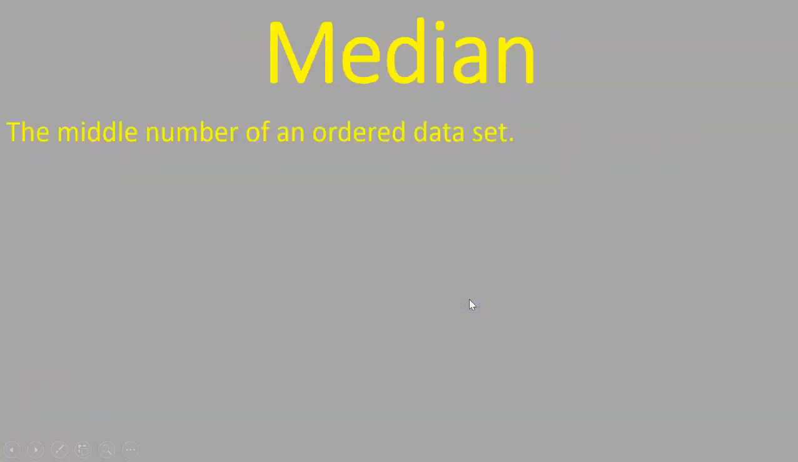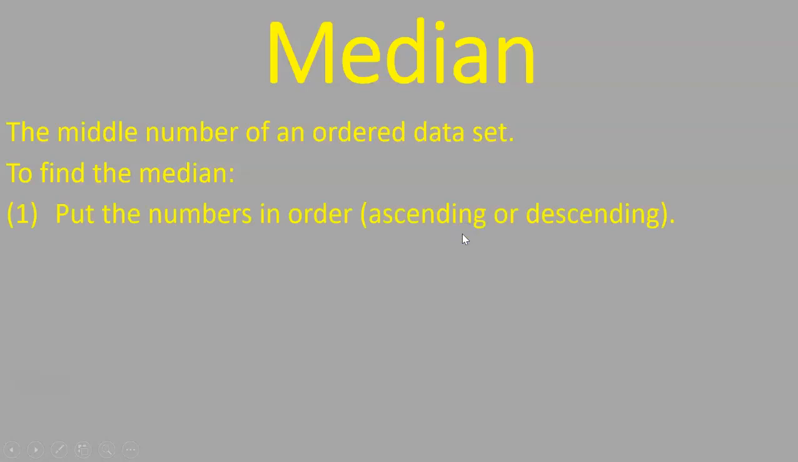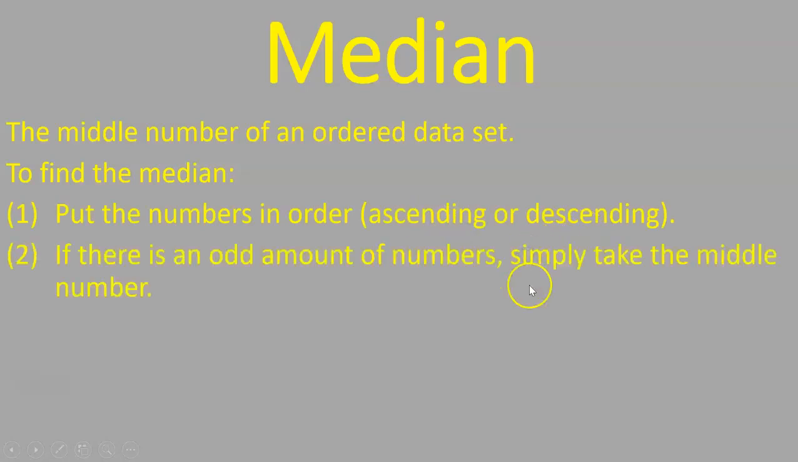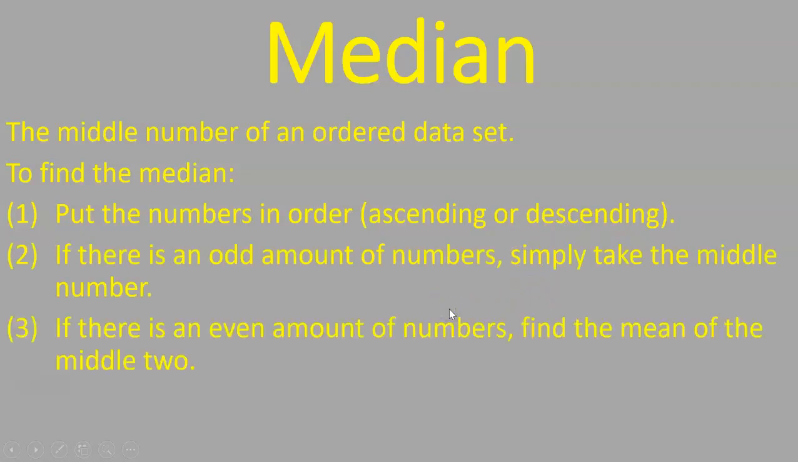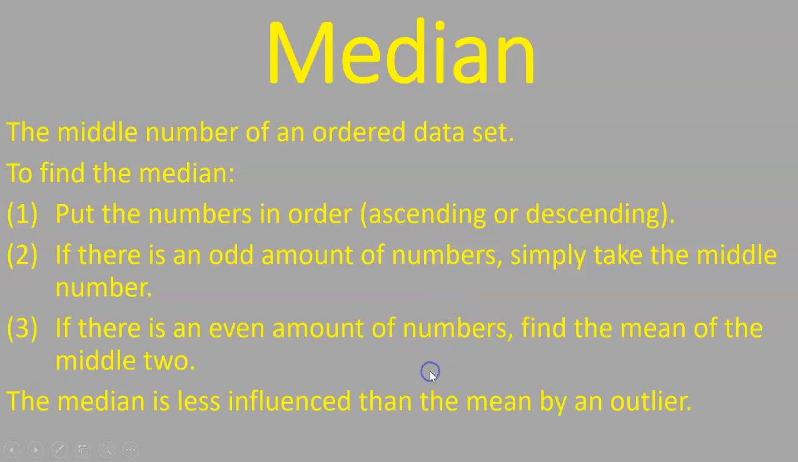Okay, the median is the middle number of an ordered data set. It does have to be in order. To find the median, put the numbers in order, usually ascending but descending works. If there's an odd amount of numbers, simply take the middle number. If there's an even amount, you have to average the middle 2. Okay, the median is not as influenced as much most of the time by an outlier.